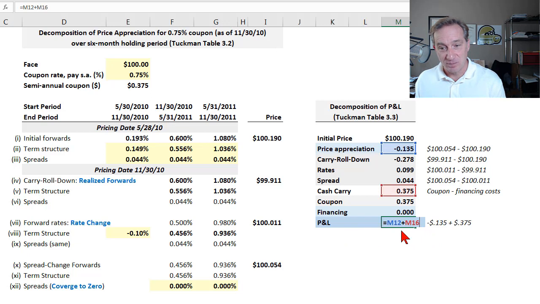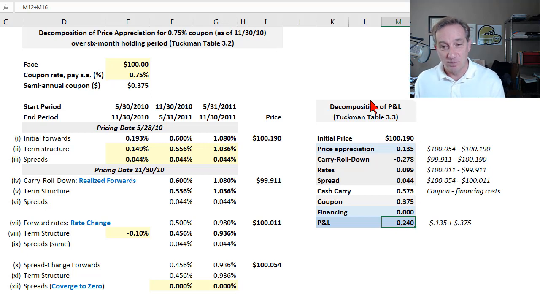So the total P&L here, this is classic finance, basically our total shareholder return, is price appreciation plus income, and so that's what we're getting here. Our total profit and loss is price appreciation plus cash carry. In this case, the price dropped, right, from $100.19 to $100.05. So we had a price depreciation, but offset by that cash coupon gives us a profit and loss of 24 cents. P&L, positive P&L, 24 cents.